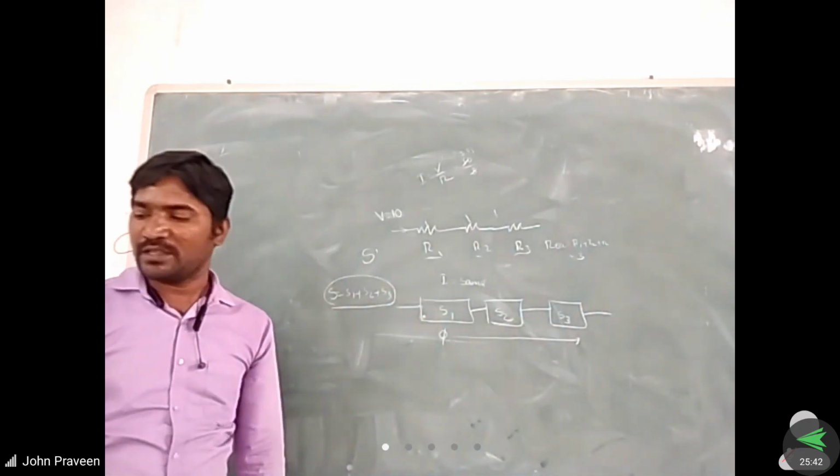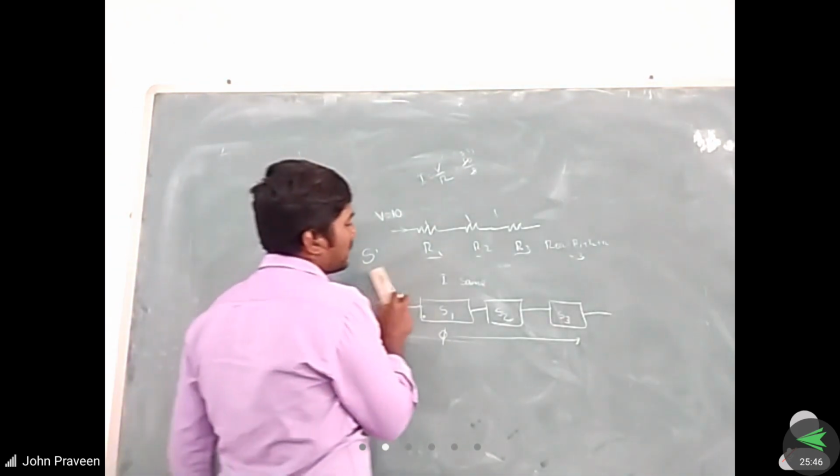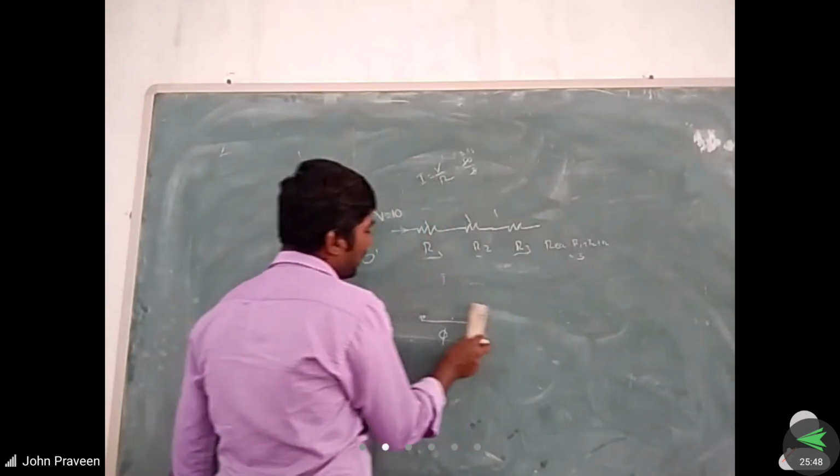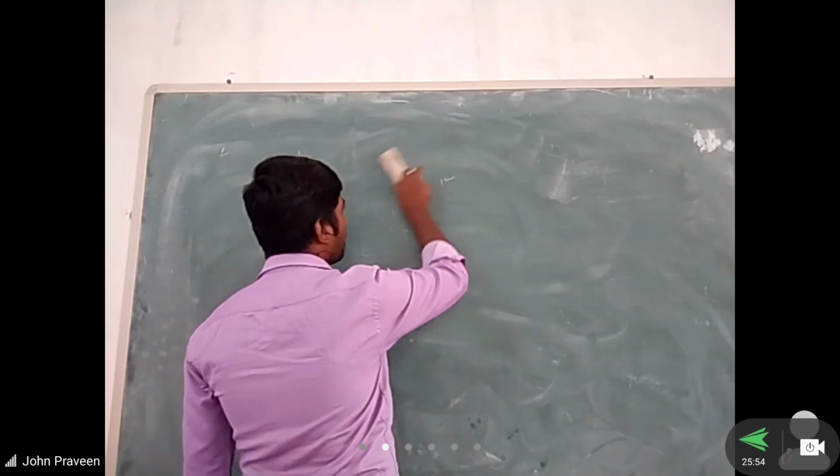If this concept is understood, you can easily find the reluctance values or flux value. Sometimes they may ask about the distances, sometimes they may ask about the length also.